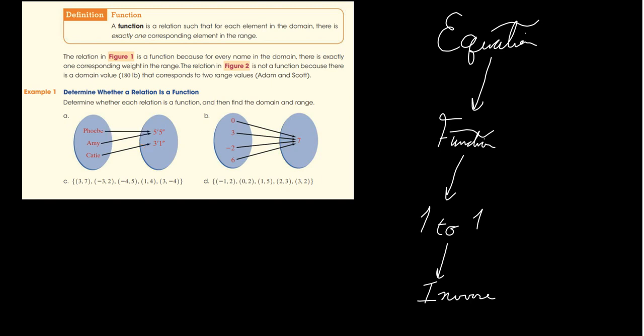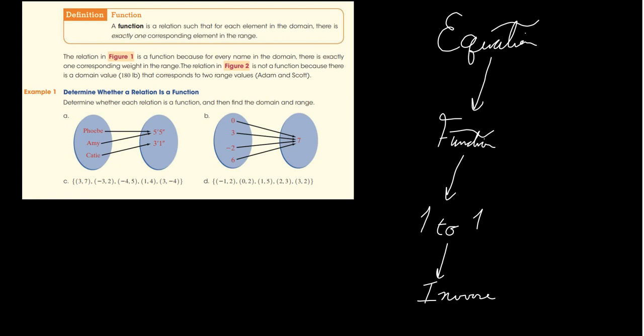Okay. B, 0 goes to 7, 3 goes to 7, negative 2 goes to 7, and 6 goes to 7. They all go to 7, okay? It's the exact same 7, but again, they're all only going to one value in the range. That's the whole point. So A and B, they are indeed functions. C, all right, C is a little bit different now.